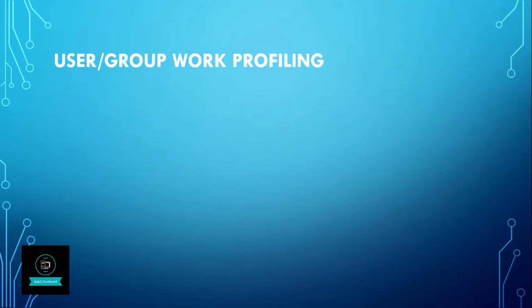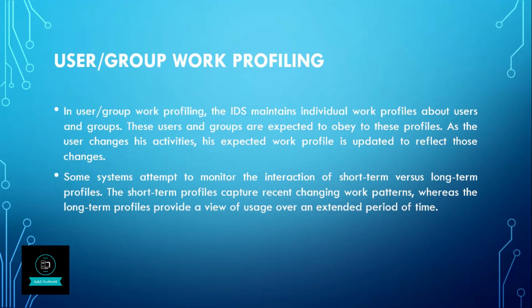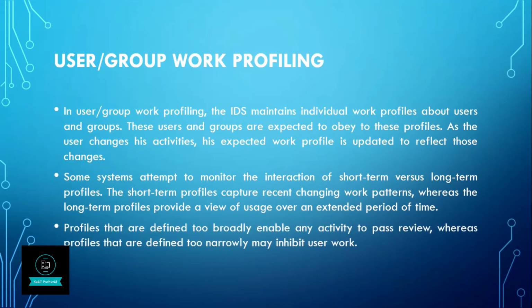Next topic is user group work profiling. In user group work profiling, the IDS maintains an individual work profile about users and groups. These users and groups are expected to obey these profiles. As the user changes his activities, his expected work profile is updated to reflect those changes. Some systems attempt to monitor the interaction of short-term versus long-term profiles. The short-term profiles capture recent changing work patterns, whereas the long-term profiles provide a view of usage over an extended period of time. However, it can be difficult to profile an irregular or dynamic user base. Profiles that are defined too broadly enable any activity to pass review, whereas profiles that are defined too narrowly may inhibit user work.